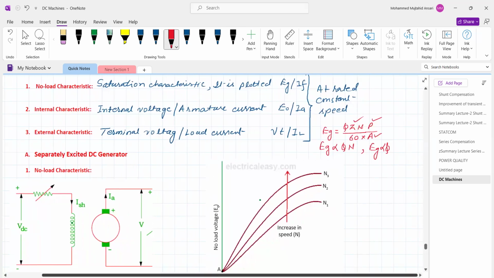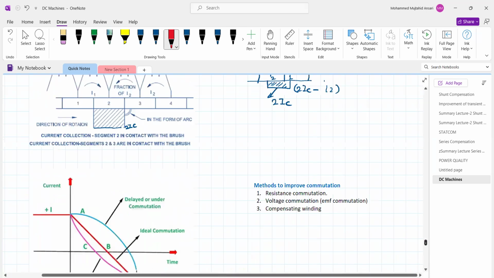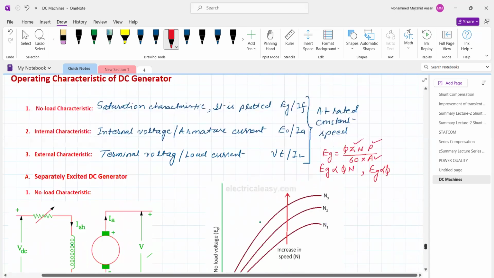And what is the flux? Flux is created by the field winding. In this section, the field flux is created by the field current. So we can say that EMF generated is directly proportional to the field current.